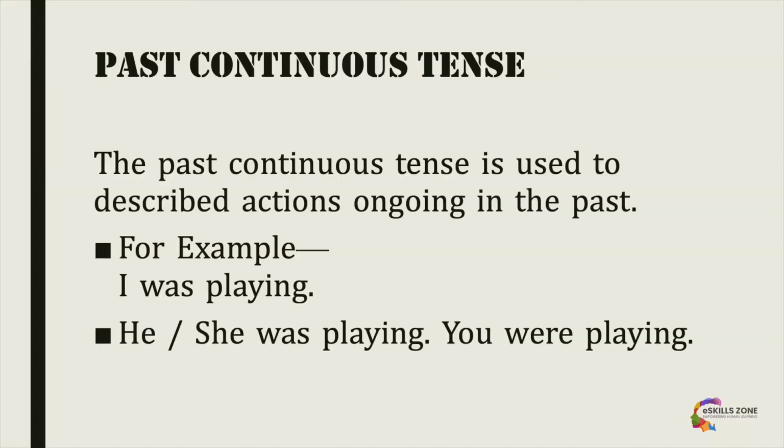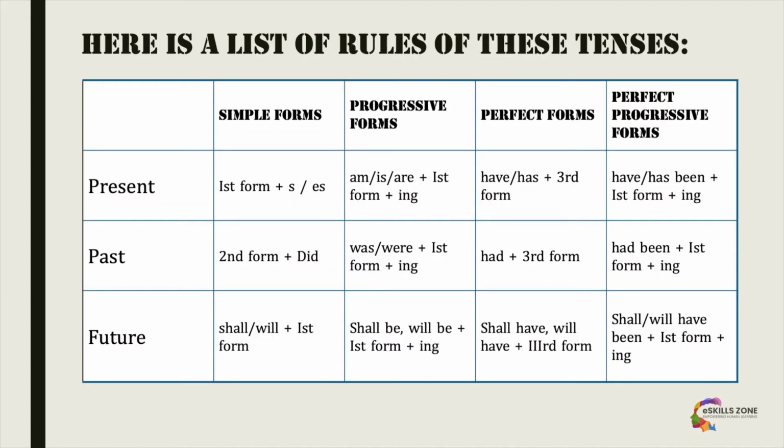In past continuous tense, we have two helping verbs. The first one is was, and the second one is were. I will spell it for you. Was, W-A-S, and the second helping verb is were, W-E-R-E. In past continuous tense, we use first form of the verb with ing. For example, I was playing. So here we used was as helping verb with first form of the verb, which is play, and we added ing. Let me give you some more examples in order to understand past continuous tense in more clearer way.